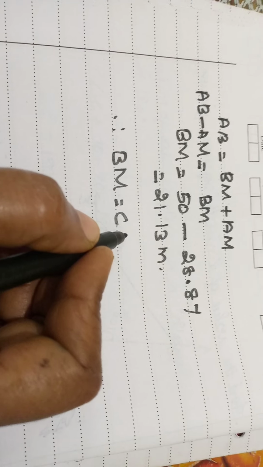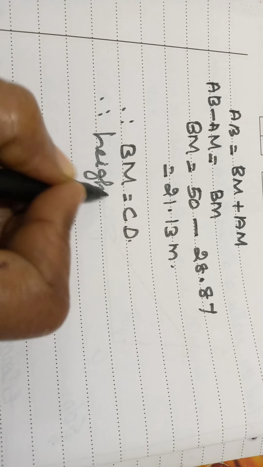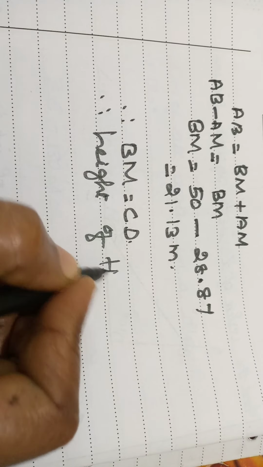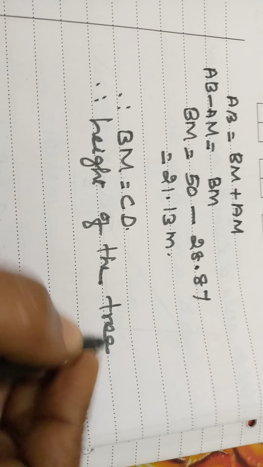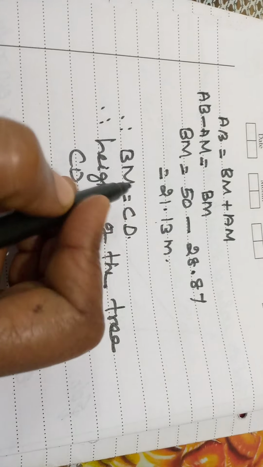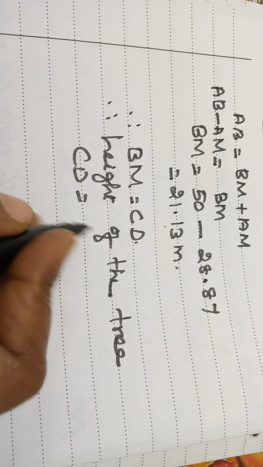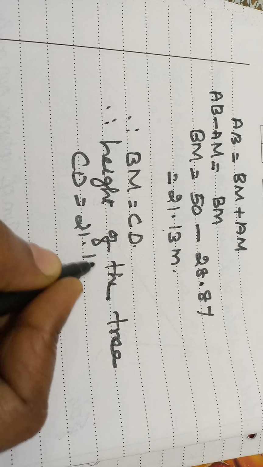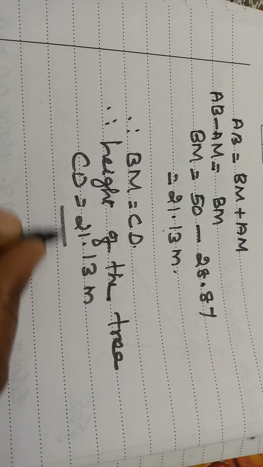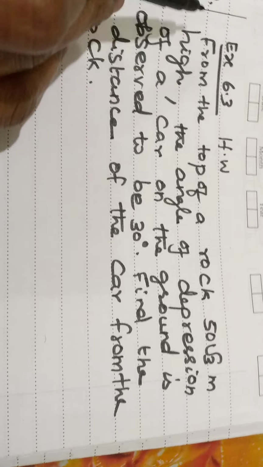Therefore, height of the tree CD equal to BM, which is 21.13. BM and CD are equal distance, equal height. So CD can be written as 21.13 meter. Understood, students? There is a homework, exercise 6.3 first question.